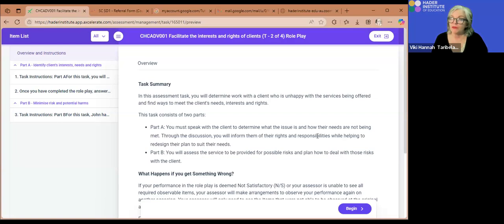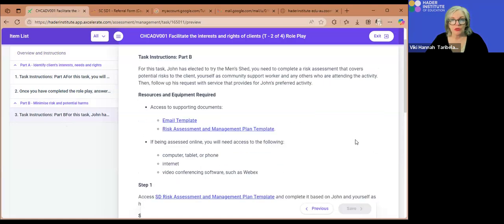And then through that discussion, you'll inform them of their rights and their responsibilities while helping to redesign what their support plan looks like to suit their needs. We give you that information. Part B is you will assess the service to be provided for any potential risks, and plan how to deal with those risks with the client. So it's a preventative space as well. And then you'll move into part B, which is how you are going to apply that.